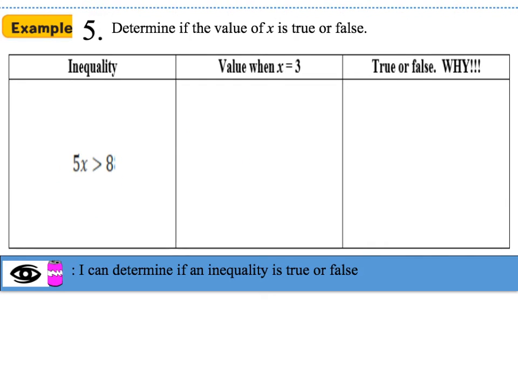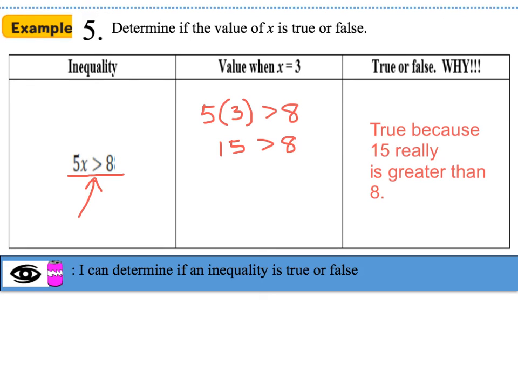For example 5, it says determine if the value of x is true or false. They are once again giving us another inequality because it has the greater than symbol. So 5x is greater than 8. Let's see what happens when we plug in the value of 3 for x. So 5 parentheses 3 is greater than 8. 5 times 3 is 15. So this statement here says 15 is greater than 8. So this is a true statement because 15 is really greater than 8.